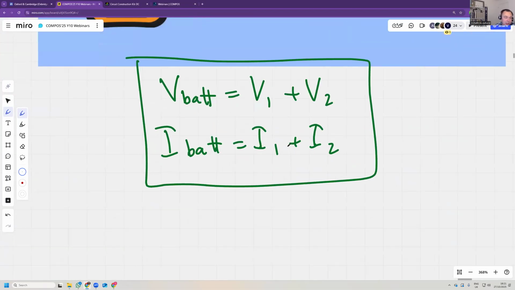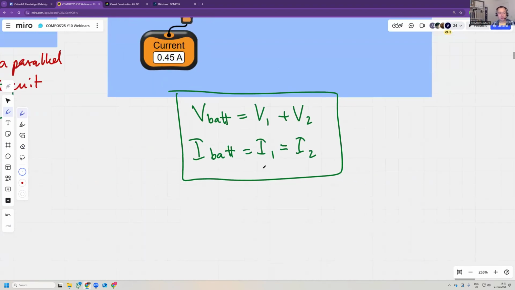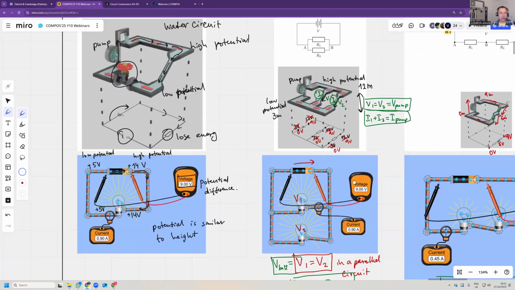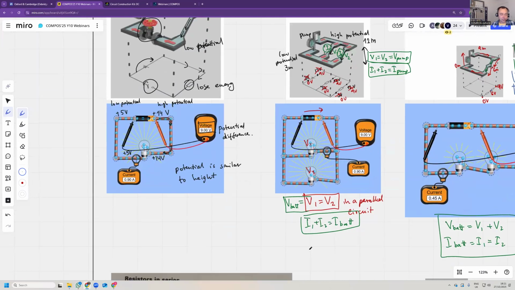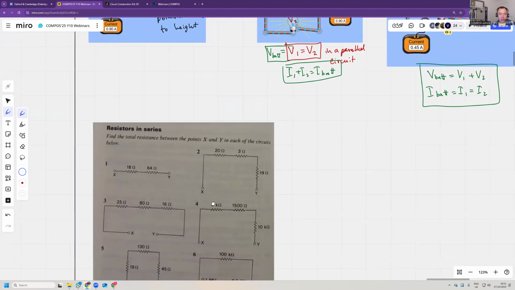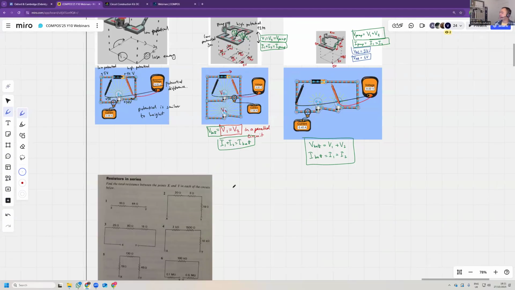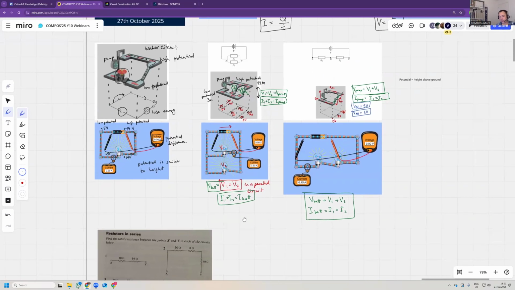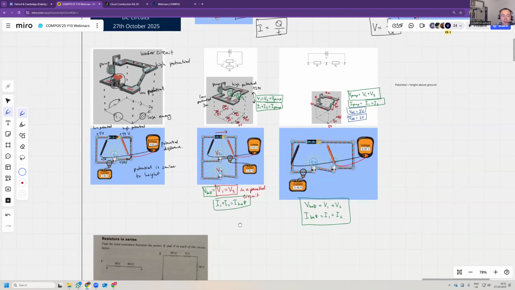Yes, sorry, I made a mistake here, of course. Current, yes, current in the battery is equal to current 2. Okay. I hope that makes sense. And look, next time you think of a circuit, you'll think of water.